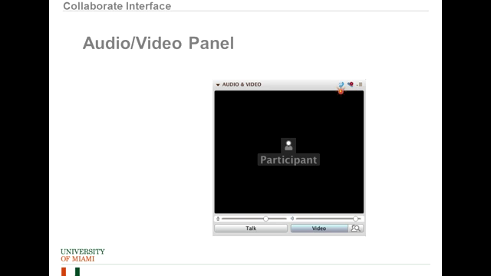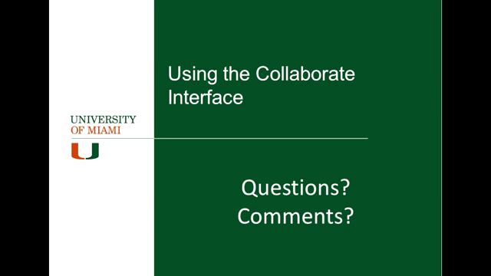If you do use the microphone for audio, there's the talk toggle button. You click it once to start talking and then click it again to turn off. And same thing goes with video. And that concludes the introduction to the Collaborate interface.